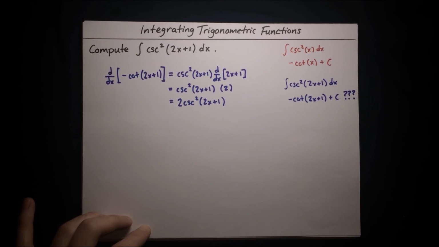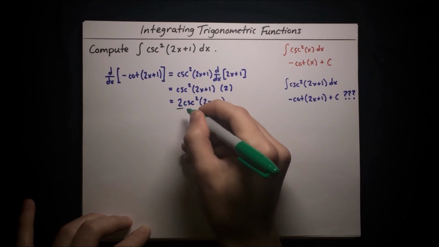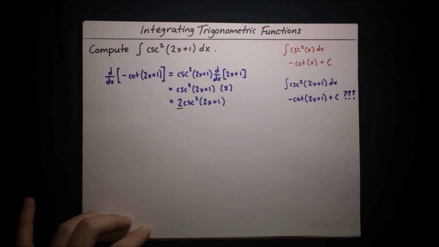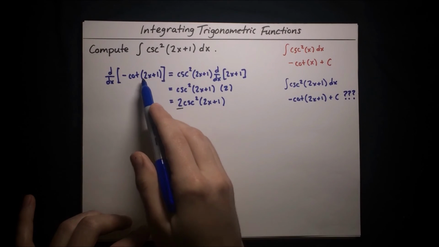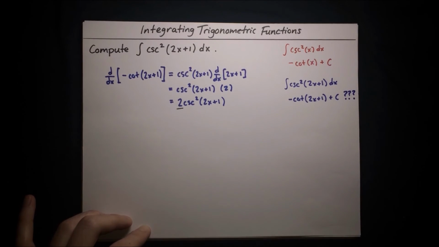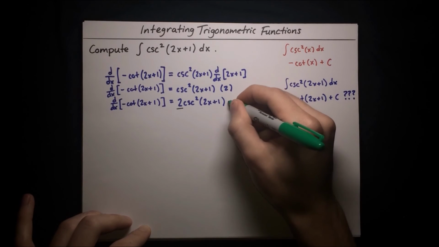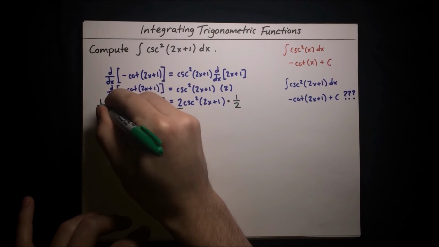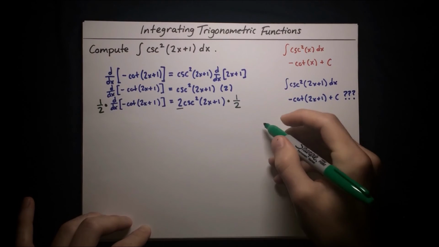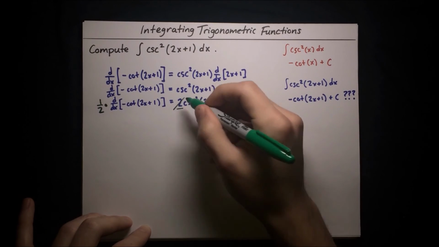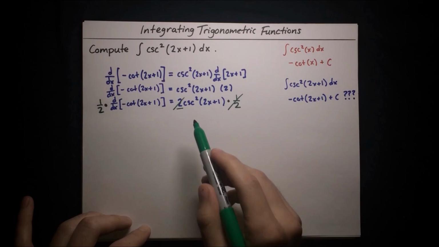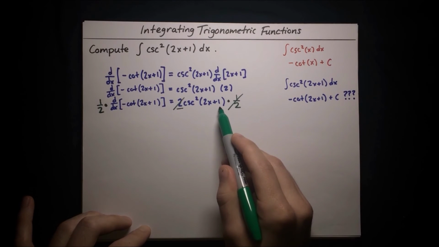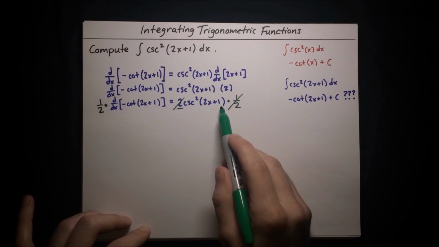Well, let's think. We want to get rid of this 2 in front of the cosecant squared. So why don't we treat this derivative statement as an equation and just do the same thing to both sides to cancel out the 2. All right, so let's fill in the left side. And let's just go ahead and multiply both sides of the equation by a half. Now this half will cancel out this 2 here. And that'll give us just our cosecant squared of 2x plus 1. So that's good. That's what we want the result to be.